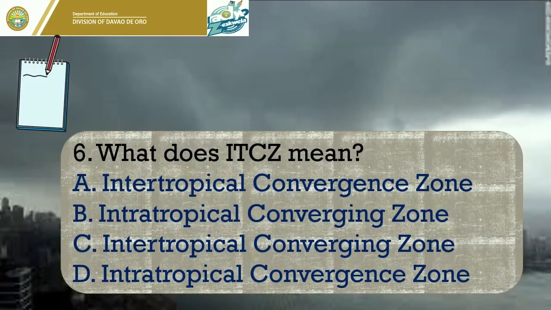Question number 6. What does ITCZ mean? A. Intertropical Convergence Zone. B. Intratropical Converging Zone. C. Intertropical Converging Zone. D. Intertropical Convergence Zone.